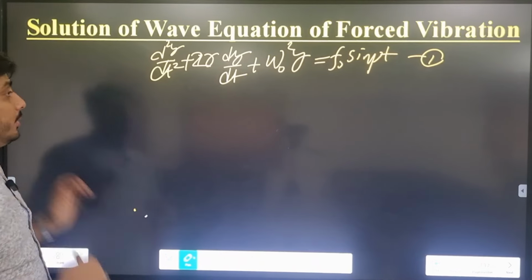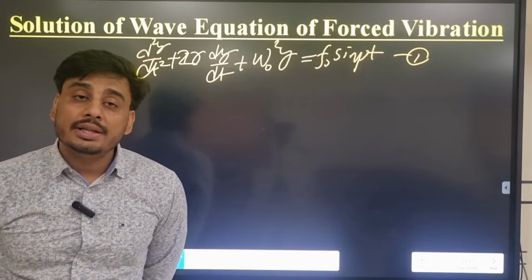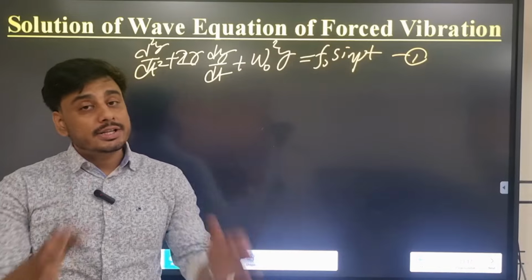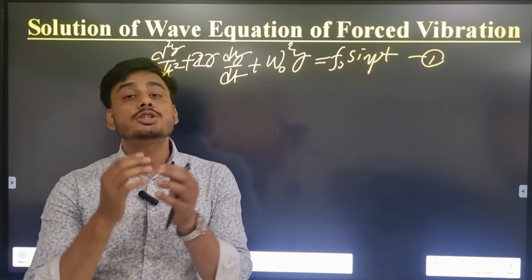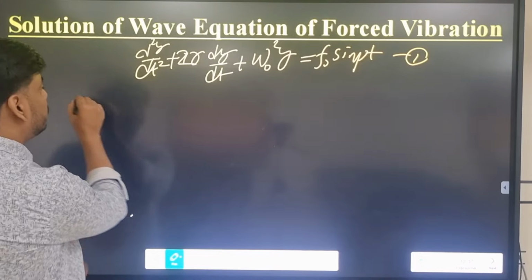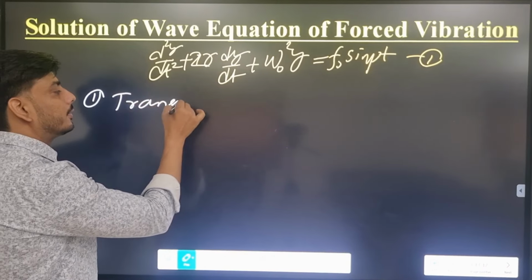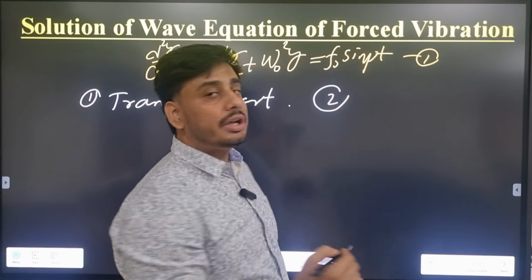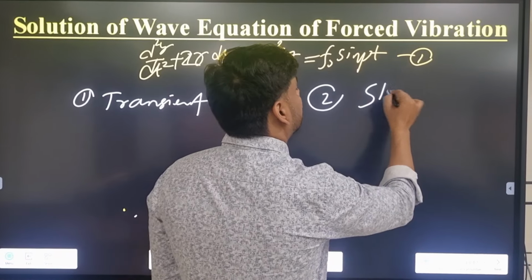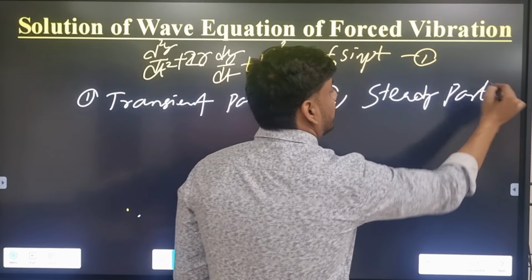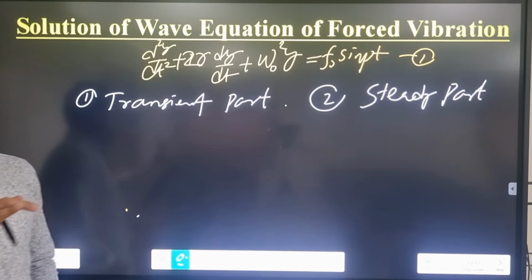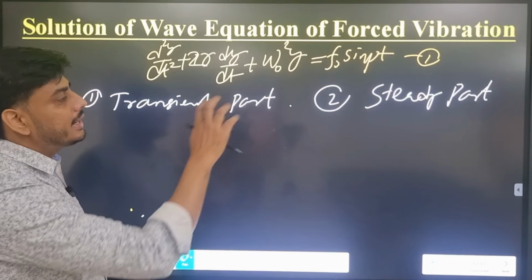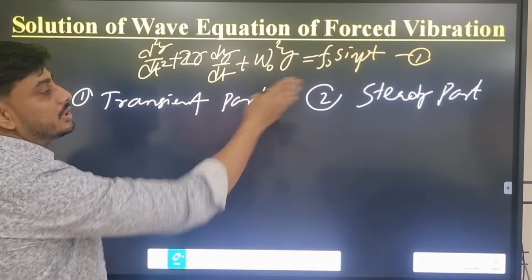One more thing you should understand: the forced vibration solution always has two parts. One is for a short period of time, the damped motion when the external force is not given. That part is said to be the transient part. And the second part, which is under the influence of the external periodic force, is said to be the steady part. So the transient part lasts for a very short period of time because of the damping, and when the external force comes into play, that solution is the steady part.